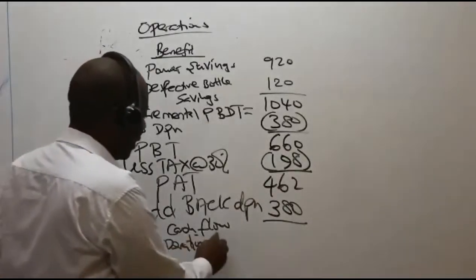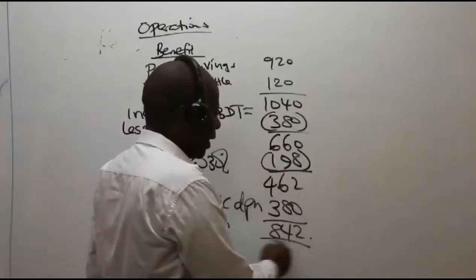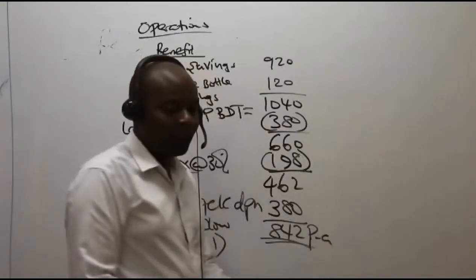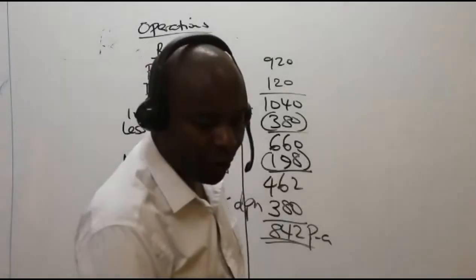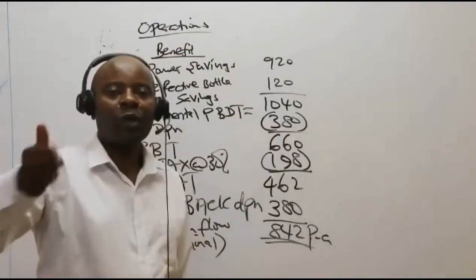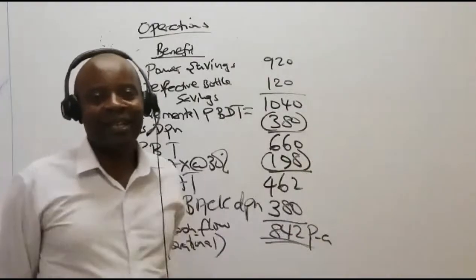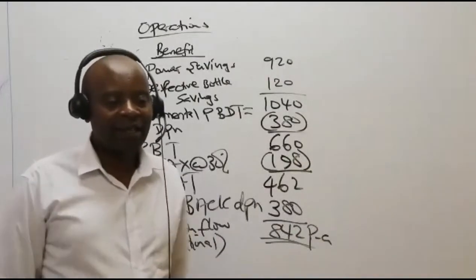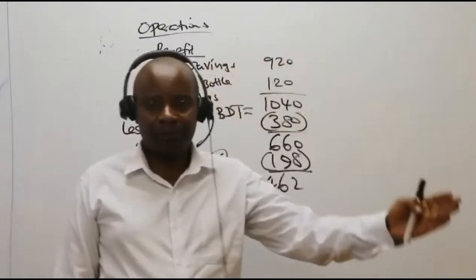What do you say, how much? Somebody, 842. 842 per annum. So the moment I get that, I have taken care of the operational cash flows for the 5 years, because they are annuities, regular, like that.